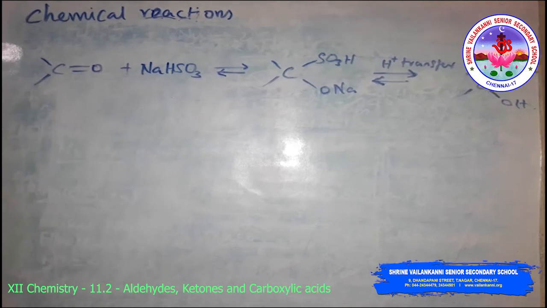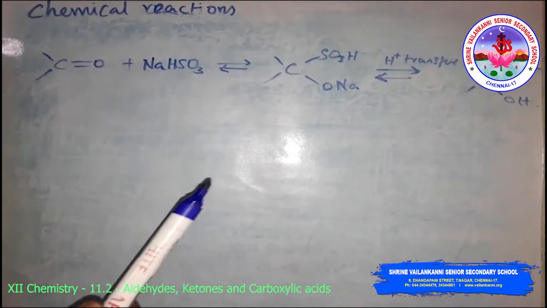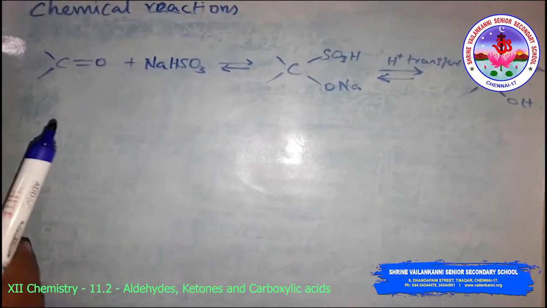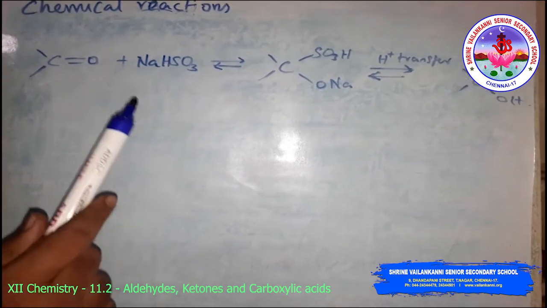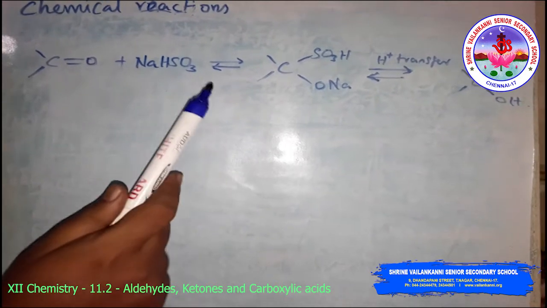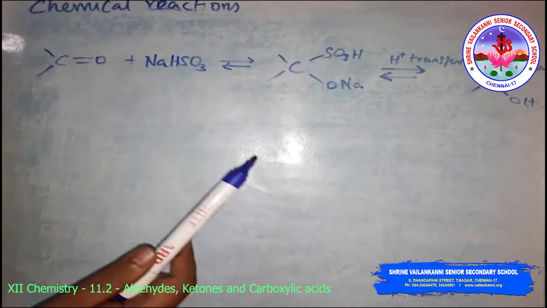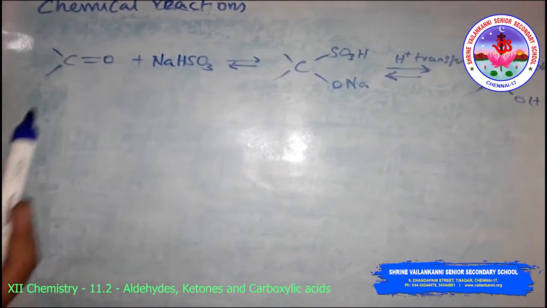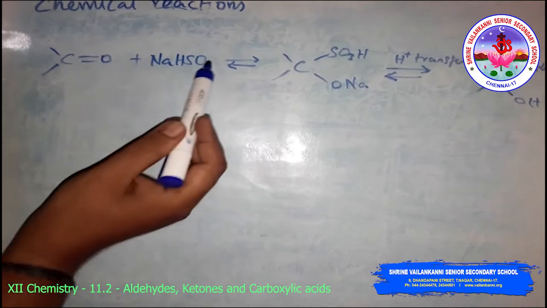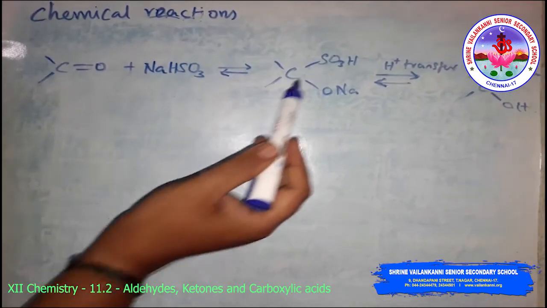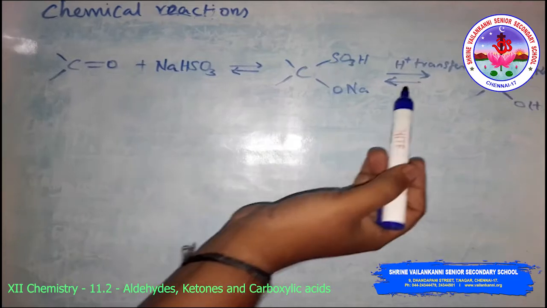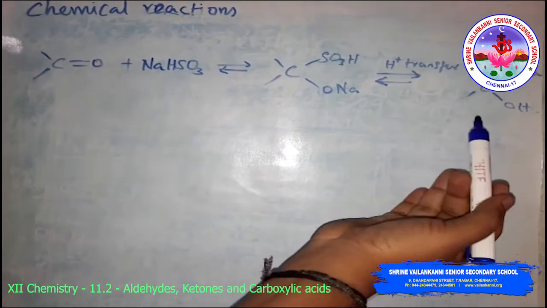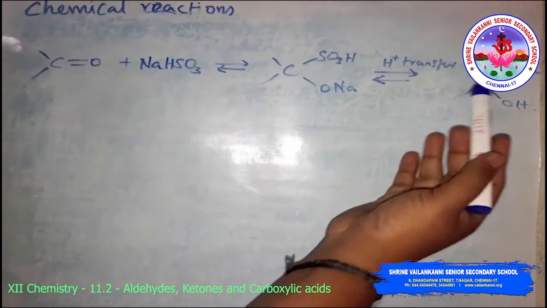So by treating it with dilute mineral acids or alkalis, these are useful for the separation and purification of aldehydes. Look at this reaction. The carbonyl compound, both aldehyde and ketone, reacts with sodium hydrogen sulfite to form like this. Then proton transfer occurs to form a bisulfite addition compound, that is a crystalline compound.